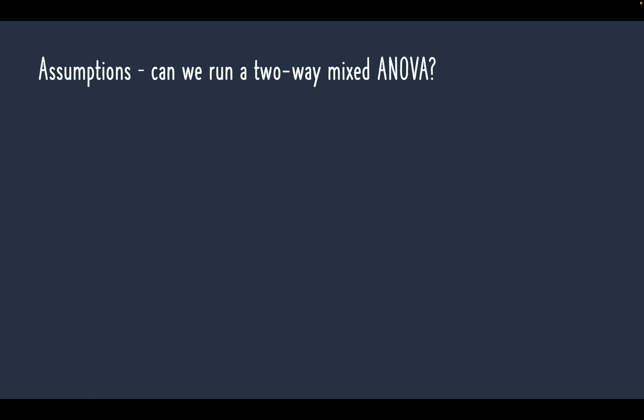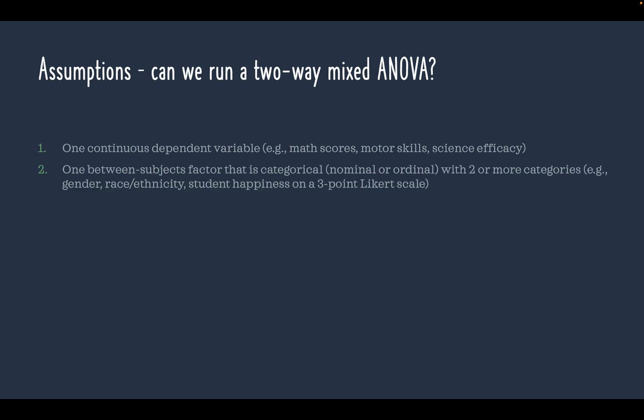All right, assumptions. Can we run a two-way mixed ANOVA? All right, what do we need? We need one continuous dependent variable. So our examples are math scores, motor skills, science efficacy. We need one between subjects factor that's categorical, and by this I mean nominal or ordinal, with at least 2 categories. So examples would be gender, race ethnicity, maybe student happiness on a 3-point Likert scale.